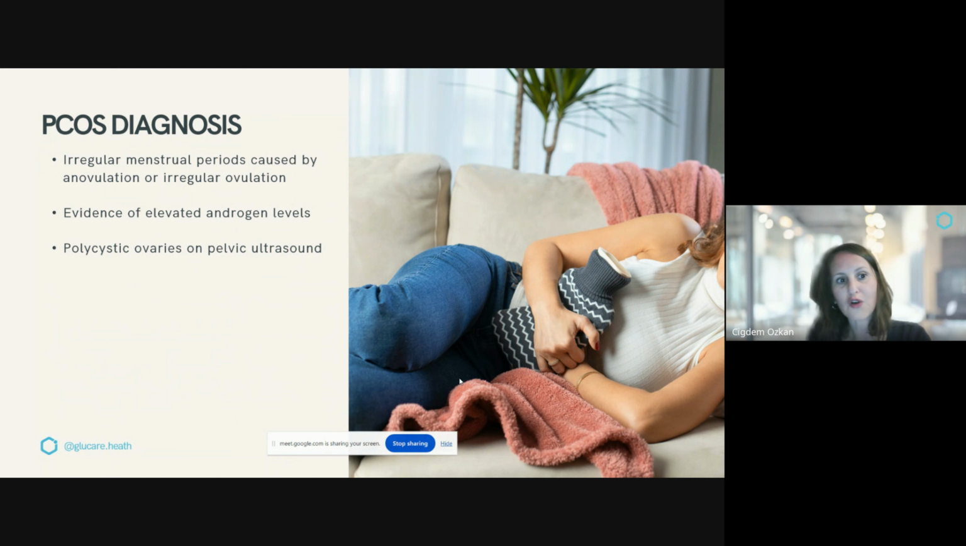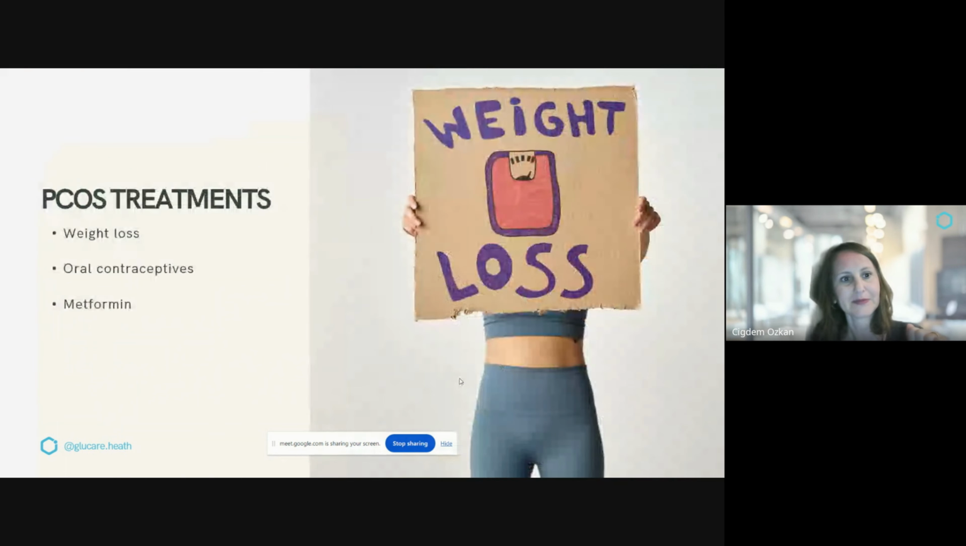If you have two of these categories, like irregular menstrual periods, elevated androgen, it can be clinical or it can be proven biochemically, or your physician may diagnose you with elevated androgens and hyperandrogenemia, or you may have polycystic ovaries on pelvic ultrasound. If two of three of these are present, then we diagnose PCOS.